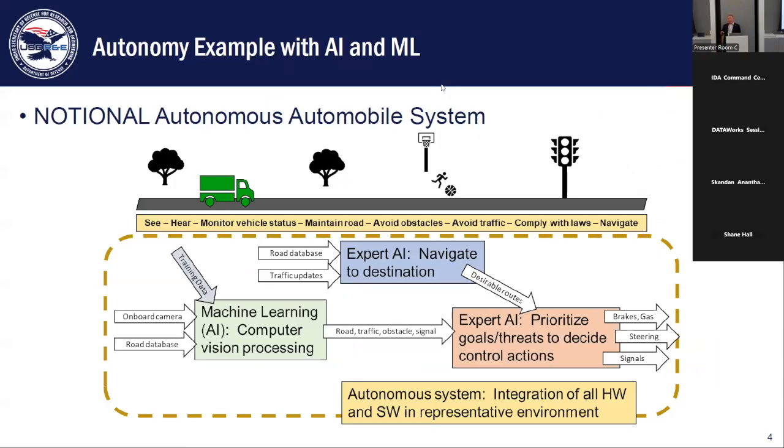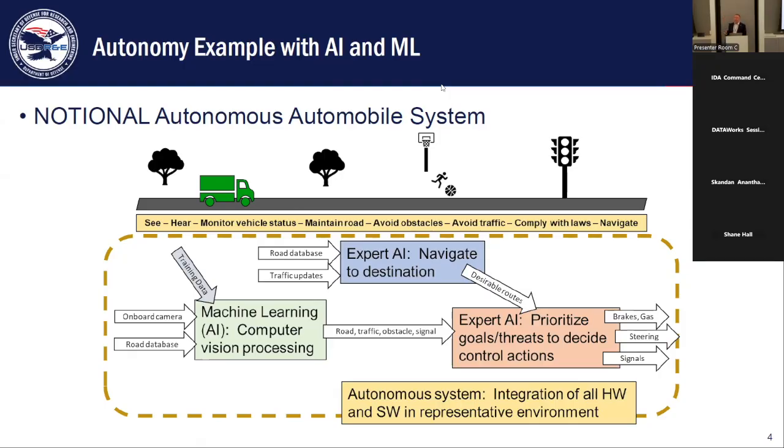So again, for the new guy, what are we even talking about? Like, how is autonomy different from AI? Okay, so here's an example autonomous system. This is notional, but you could translate this into almost any domain of an autonomous system that the military is going to use. So here we've got an automobile that's autonomous. What does it have to do?